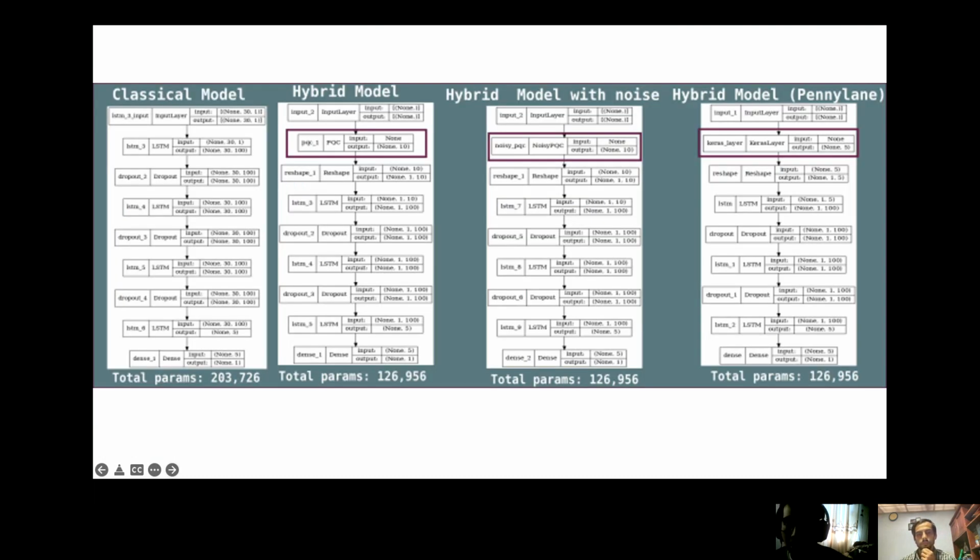And with more layers, this one we are using in IAV with noise and PennyLane. In this case we increase the number of parameters, which is around 2000 in classical, and it is reduced in the hybrid with 100,000. One, please.